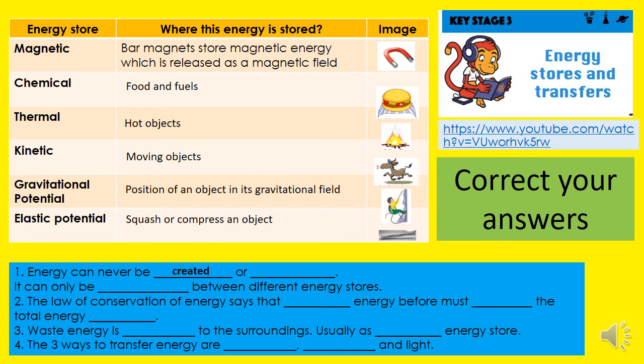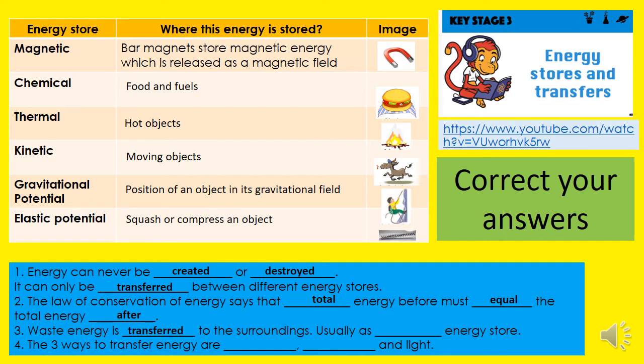Energy can never be created or destroyed. It can only be transferred between different energy stores. The law of conservation of energy says that total energy before must equal the total energy after. Now in high school, you will learn about energy and you will link it to numbers. So for example, if I had 100 joules of energy before, that means that at the end, whatever I've transferred this energy to must also equal 100.